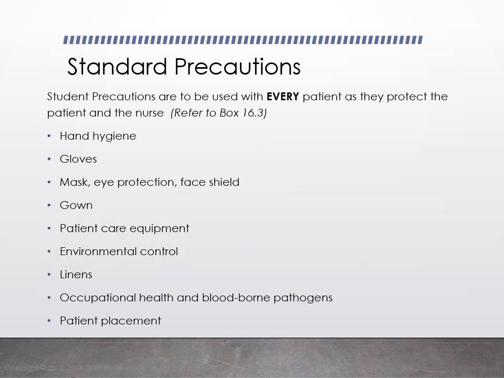Standard precautions. Standard precautions are to be used with every patient as they protect the patient and the nurse. So you can refer to box 16.3 for this information. So standard precautions as outlined by the CDC are to be used when caring for all patients. So this includes things like hand hygiene, gloves, mask or eye protection, gowns, patient care equipment, environmental control, linens, occupational health and bloodborne pathogens, and also where we place our patients.